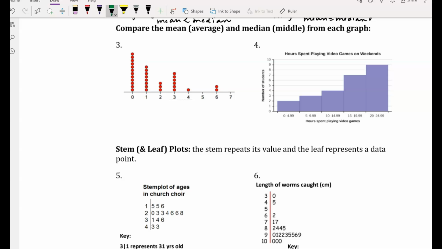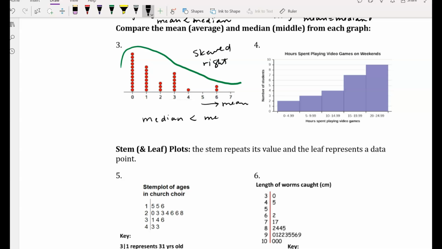So we want to lay a blanket on this, and it would look something like this. Remember, when you lay a blanket on it, it doesn't catch all of the dips. You're just getting the general idea of where the data is. Since we have a long tail over here on the right, we would say that this is skewed right. If it's skewed right, then it's pulling the mean to the right, which means that the median, which stays closer to the middle, is going to be less than the mean.